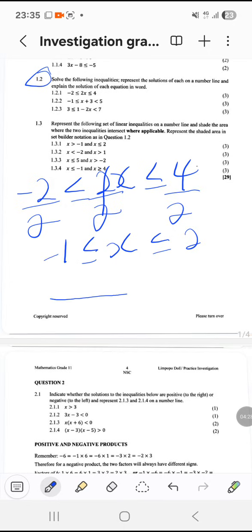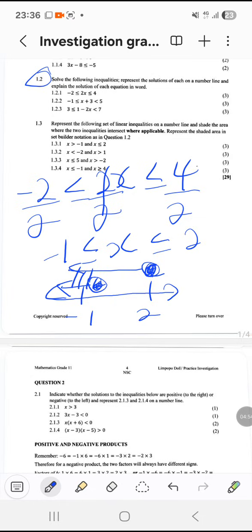Let's represent this on a number line. So this is our number line. We have positive 2, negative 1. For 2, we have a round and shaded circle. The arrow is pointing that side. And then we have minus 1 and a circle which is shaded. The arrow is pointing that side. So there's an intersection there.